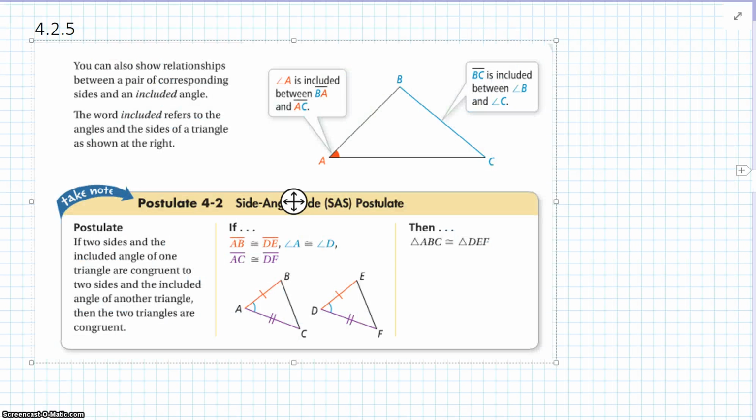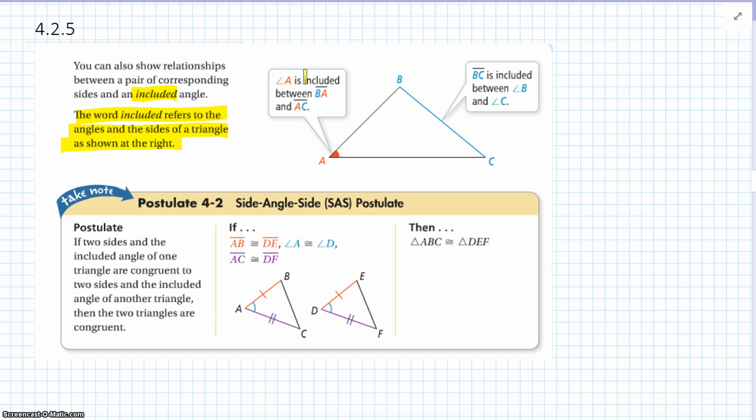So let's look at another example. You can also show relationships between a pair of corresponding sides and the included angle. Okay? The word included refers to the angle and the sides of the triangles as shown to the right. Angle A is included between segment BA and AC. How can we know that? Well, the letter A is in both of those segments, so we know angle A, or point A, must be included. So angle A is included.